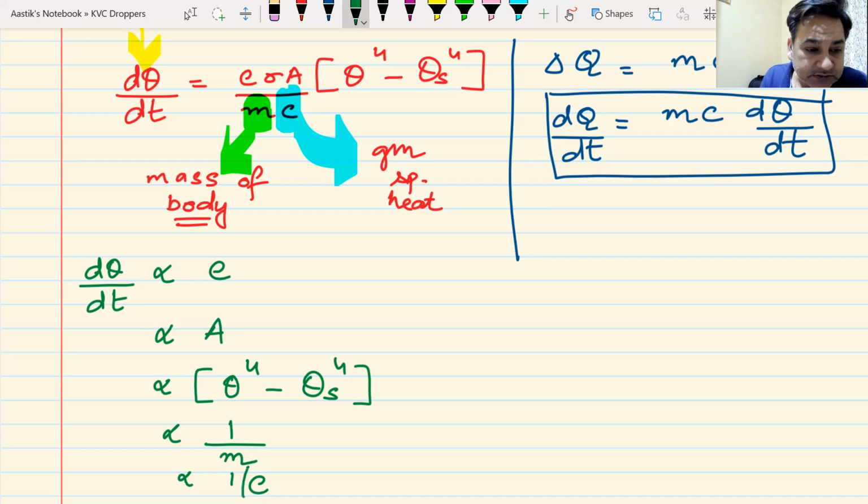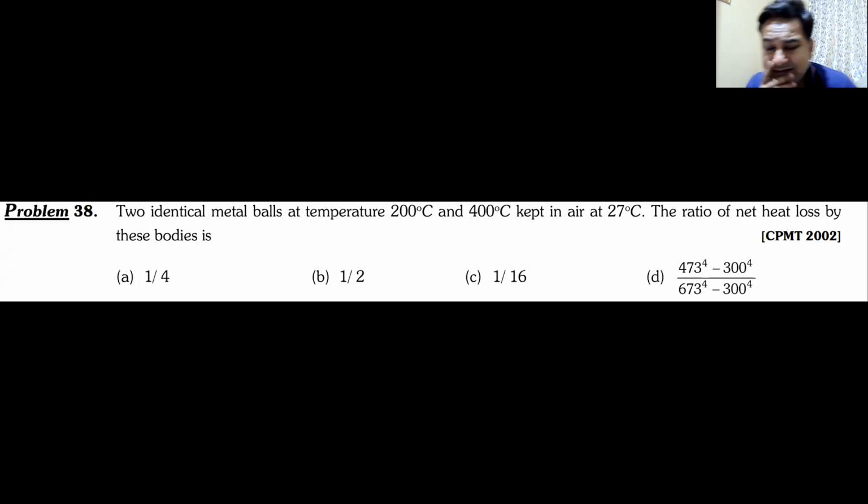So here comes the first one, question number 38. Two identical metal balls at temperatures 200 degrees Celsius and 400 degrees Celsius are kept in air at 27 degrees Celsius. So the surrounding temperature is given as 27 degrees Celsius. What is the ratio of net heat loss? Because they are going to lose heat, as they are at a higher temperature and the surrounding is at a lower temperature. What is the ratio of net heat loss by these bodies?